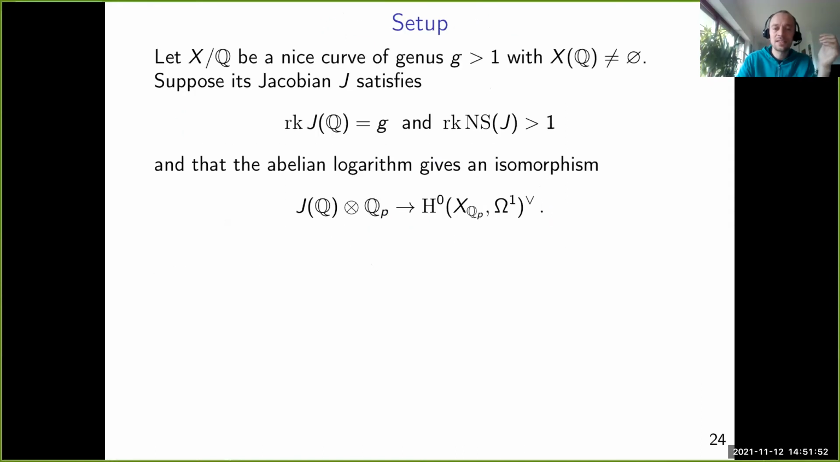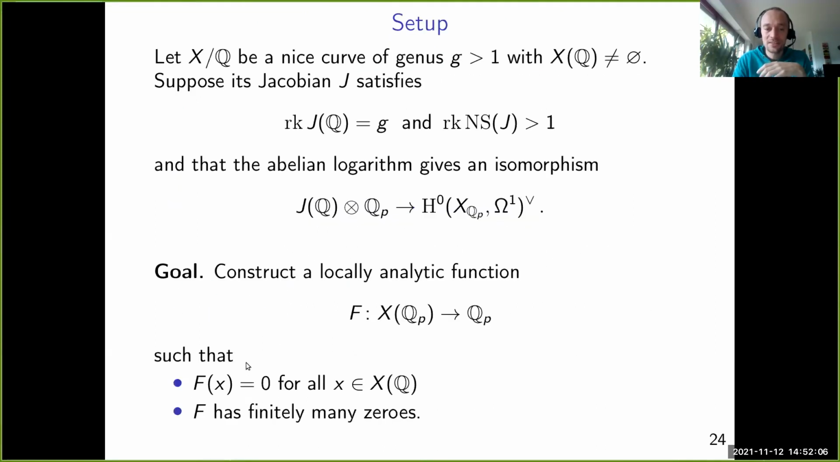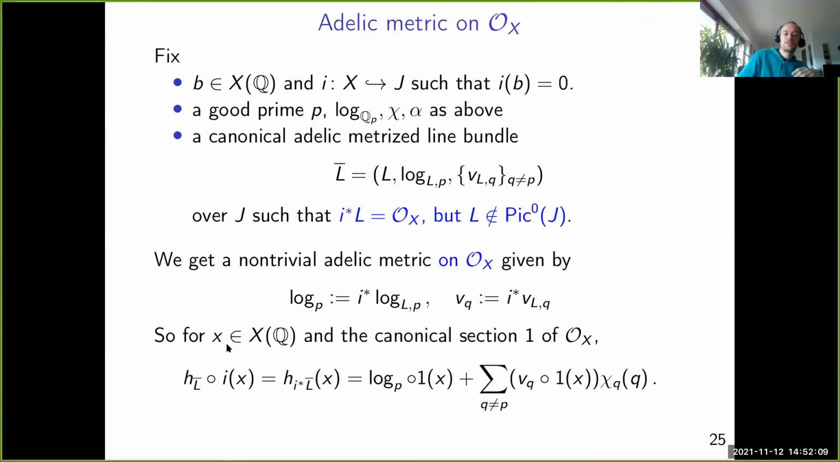Remember our height, if I go back here, this height was defined by choosing a vector above a point X. But if the line bundle is OX, then there's a very consistent way to do this. You just choose the canonical section 1. So if I take a rational point X on X, then the height HL bar of I of X, which now lives on J, is the same as pulling back my Adelic metrized line bundle to X, and then applying the corresponding height there. That has a particularly nice decomposition.